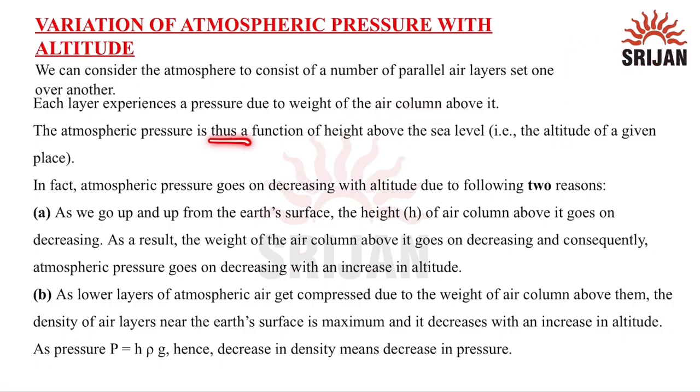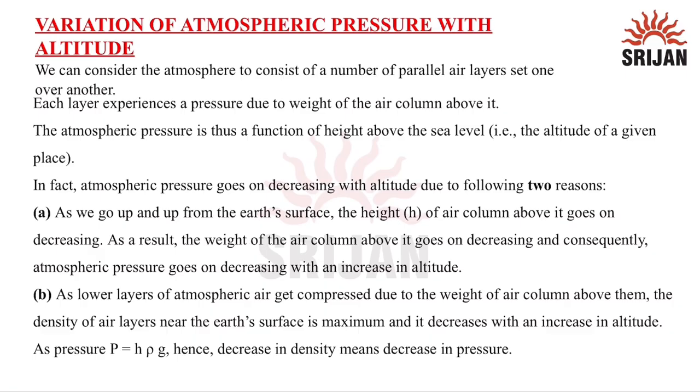Now, the atmospheric pressure is thus a function of height above sea level, that is, the altitude of a given place. In fact, the atmospheric pressure goes on decreasing with altitude due to the following two reasons. First, as we go up and up from the Earth's surface, the height h of the air column above it goes on decreasing, right? As a result, the weight of the air column above it goes on decreasing, and the atmospheric pressure goes on decreasing with the increase in altitude.